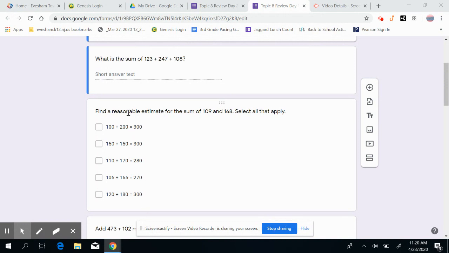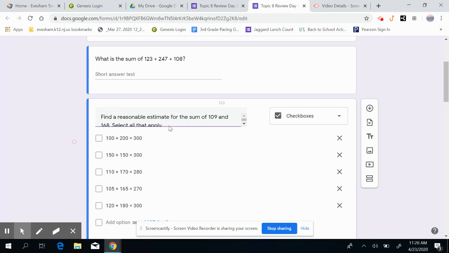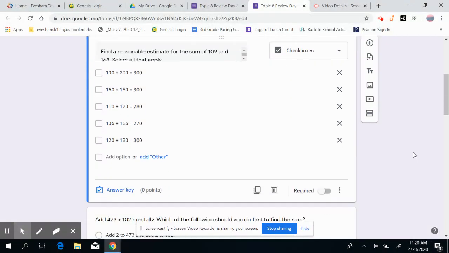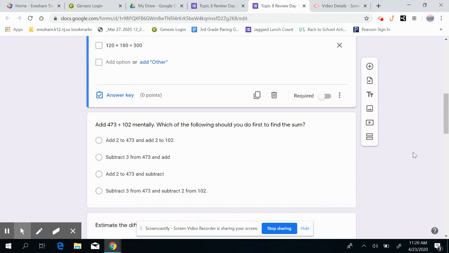And it says reasonable. We talk all the time in math class about reasonable answers. Okay, so you want to go through and make sure that your answers are reasonable. And it says estimate. It doesn't say to find the sum like this one did. We had to estimate first and then add. So be careful of the wording, okay?